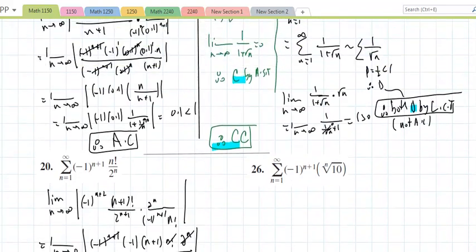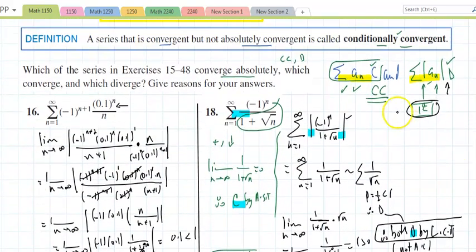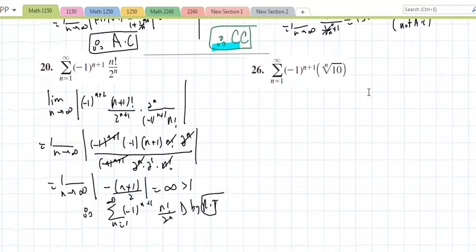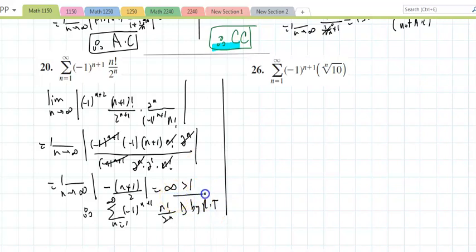And again, the only way you could have absolutely convergent is if the original converges. Here I've shown that the original diverges. So if the ratio test applies, pretty much I'm done. And when would the ratio test apply? When you see a factorial or an exponential.